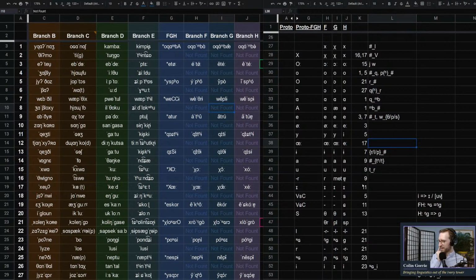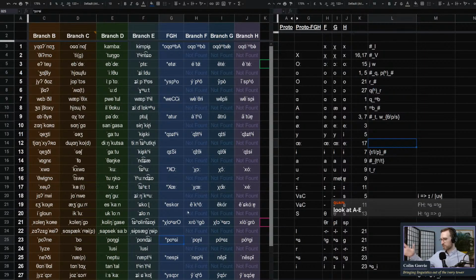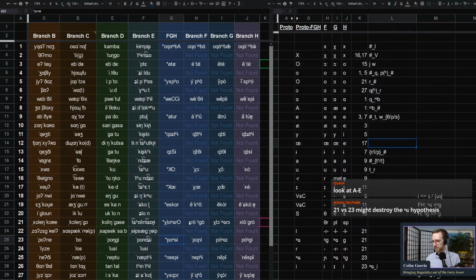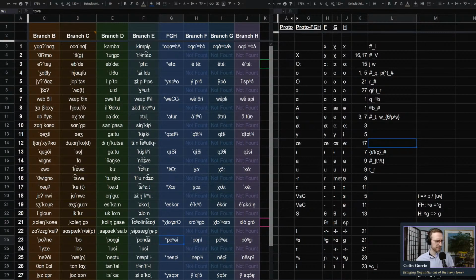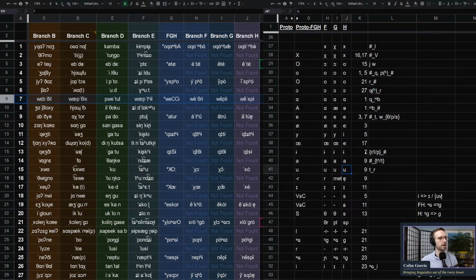chat here. Why is 23 nasalized but not 21? Oh yeah, Quain answered that. Okay, good. 21 versus 23 might just... I don't think that we are doomed by 21 versus 23 for the uvular hypothesis. Could be wrong. I'm going to try and figure out the consonantism of 7, though. What could this be?